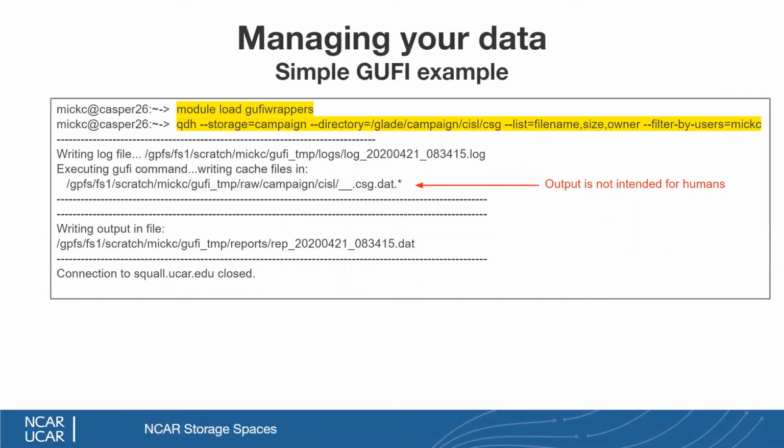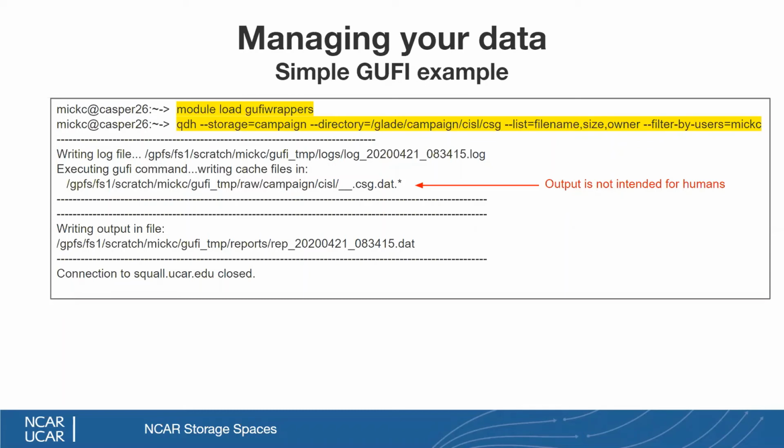So here's a very simple Goofy example using my very modest holdings on campaign storage. You see, first step was to load the Goofy wrappers module, and then I ran the command QDH with these parameters you see here. What I'm asking for here is to list the file name, size, and owner, those that I own. And then the rest is the output from the command in terms of what you see on your terminal.